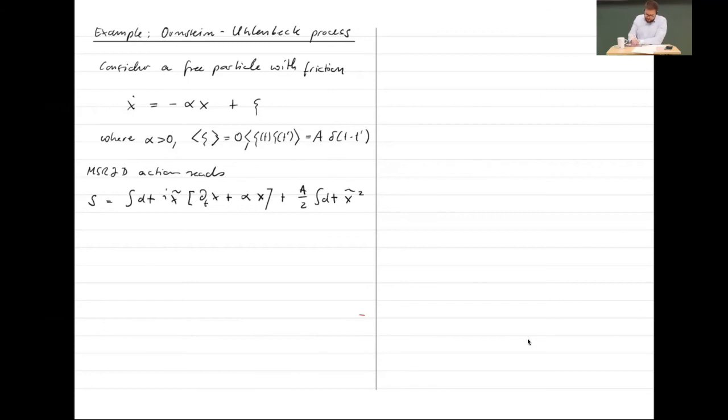Now we can write down the generating functional. And this is just as before, Z of h̃ is equal to the functional integral over our two fields, the field and the response field, e to the minus S plus ∫dt (h x + h̃ x̃), so the external auxiliary field that couples to x, plus an external field that couples to x̃.